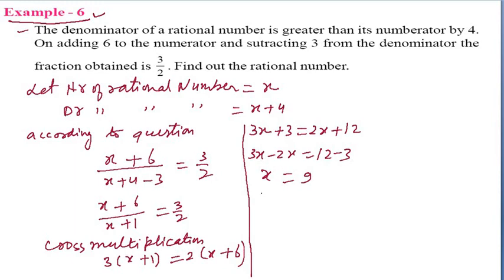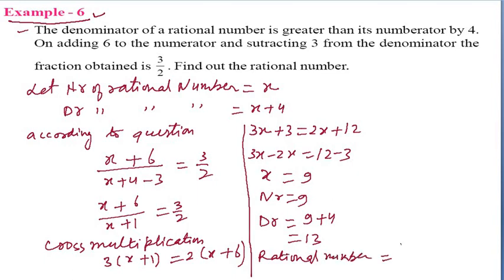And it is your numerator. The numerator will be equal to 9. So the denominator will be equal to 9 plus 4, that one is 13. So your rational number is equal to numerator upon denominator, that means 9 upon 13. That is your answer. Now come to the verification.